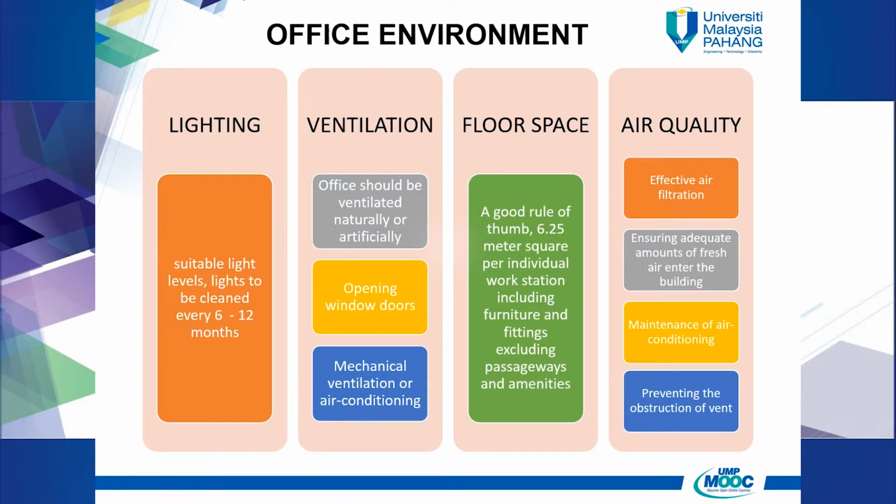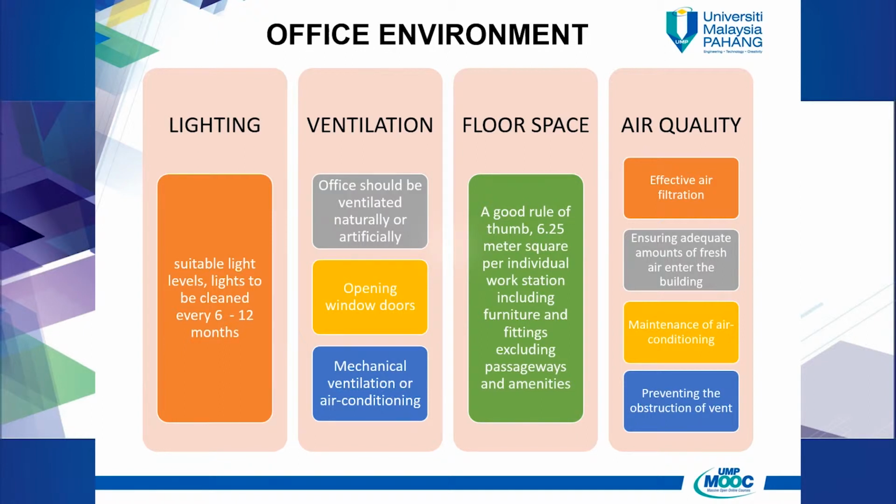Ventilation in the office must be adequate. Office should be ventilated either naturally or artificially. This is done by opening the windows or doors and using mechanical ventilation or air conditioning. Workstations should be comfortable with sufficient space. A good rule of thumb for personal space is to allocate 6.25 square meters per individual workstation, including furniture and fitting, but excluding passageways and amenities.